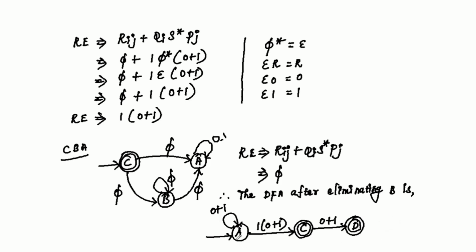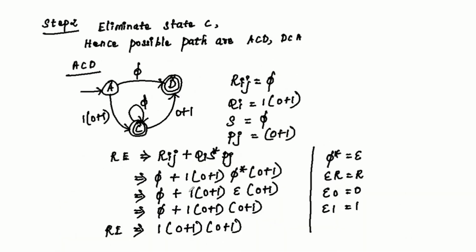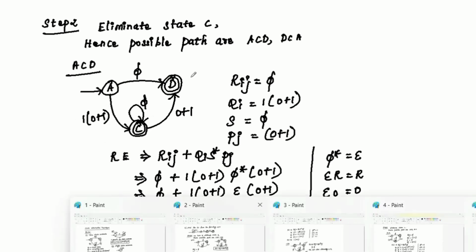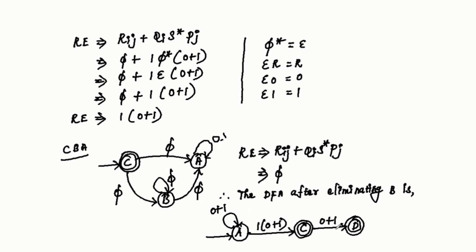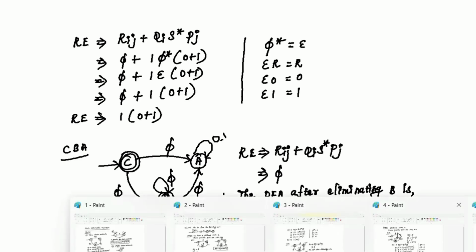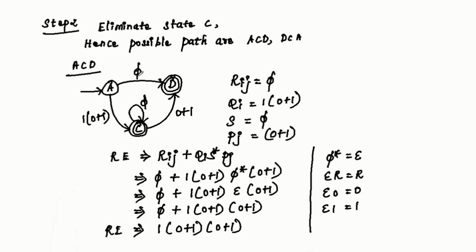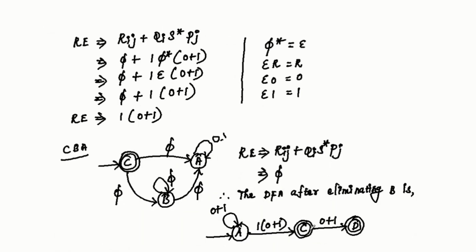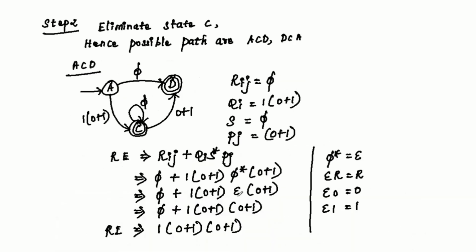The transition from A to C is 1 of 0 plus 1. Here you write A to C 1 of 0 plus 1. Next, A to D. There is no transition from A to D, so it is labeled as null. Next, C to D. Look at the transition diagram. C to D, there is a transition 0 plus 1. Here you write 0 plus 1.